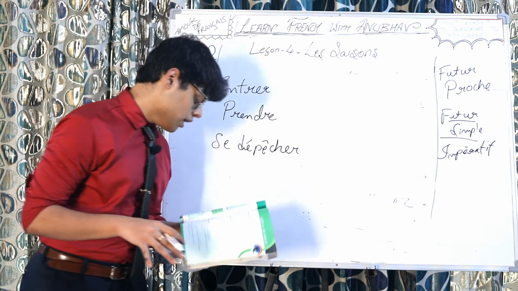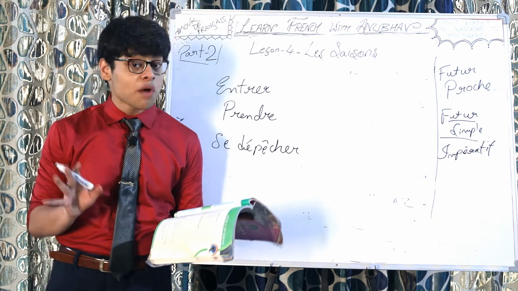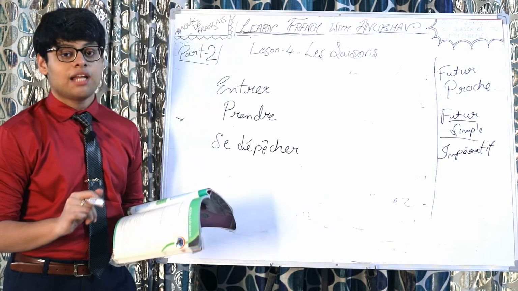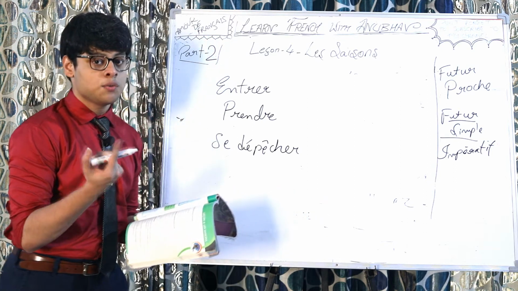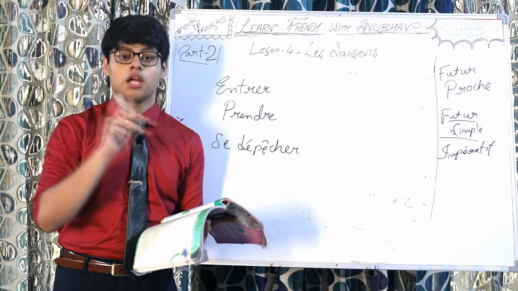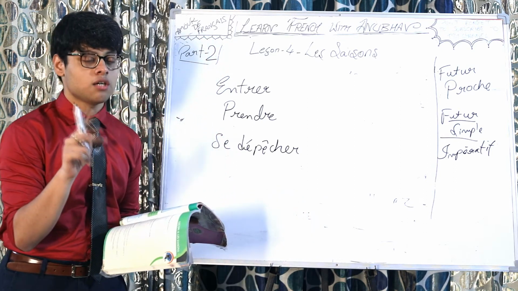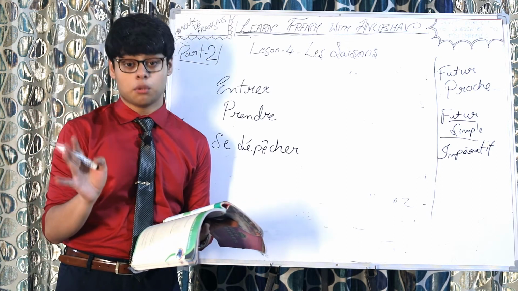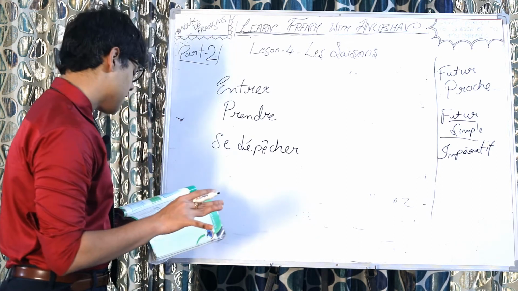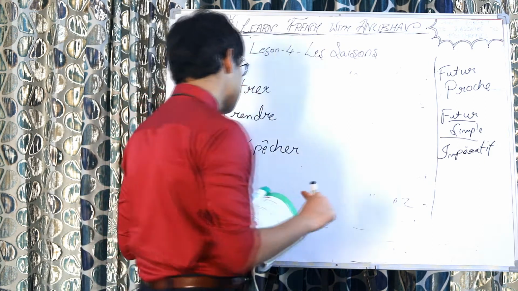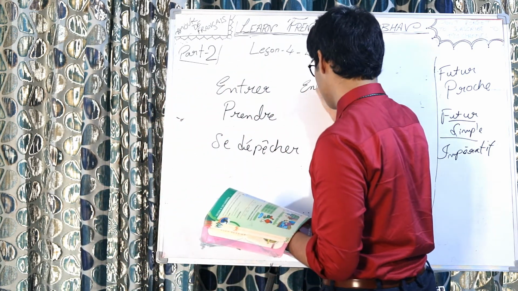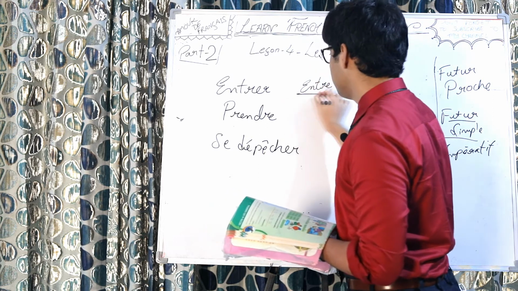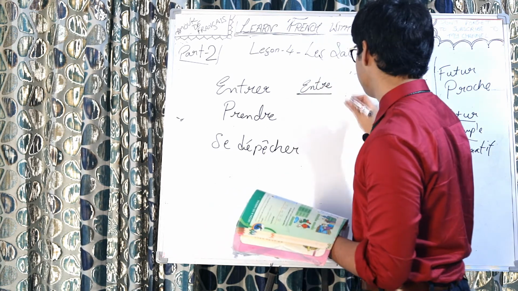Okay, so imperative, I hope if you have watched my video, is done with 3 subjects, with tu, nous and vous. It is not there with je, il and ils. No, it's not with them. So we have entre. This is for tu, entre.